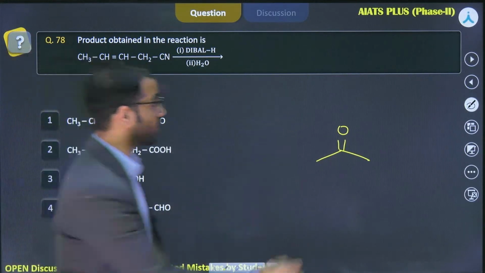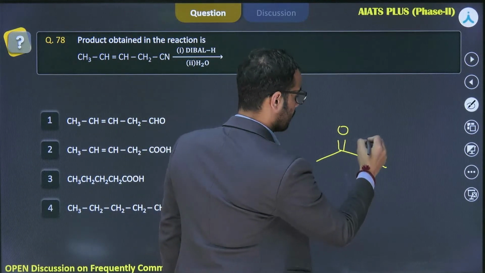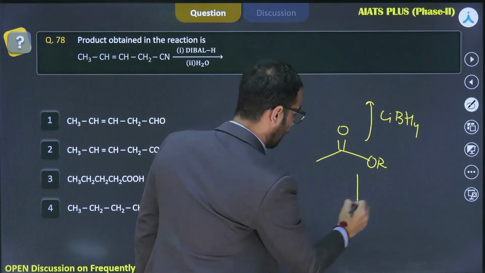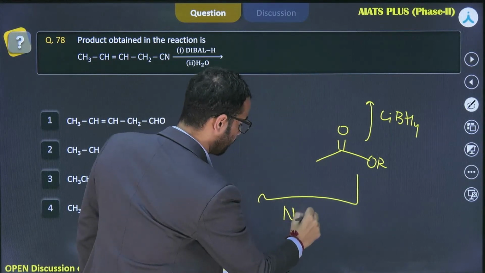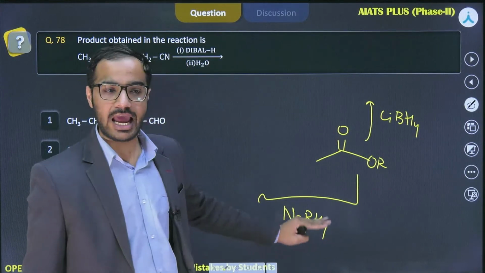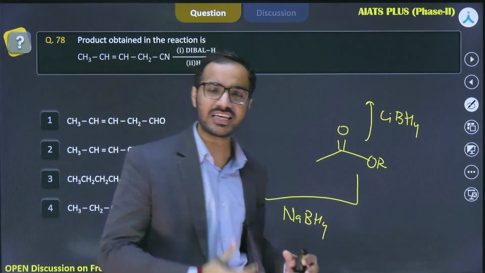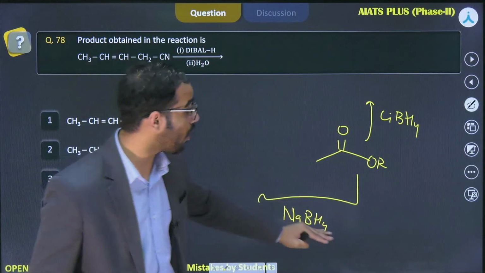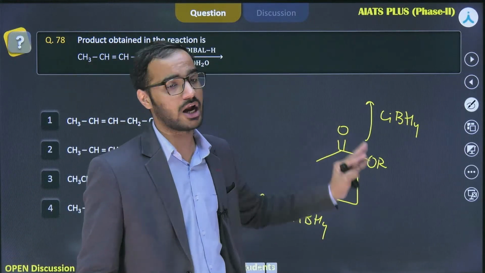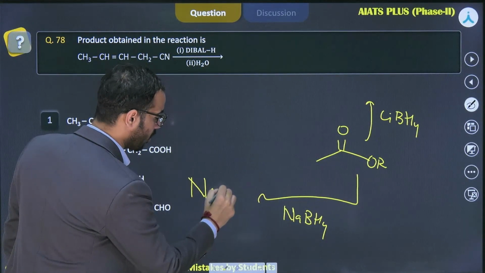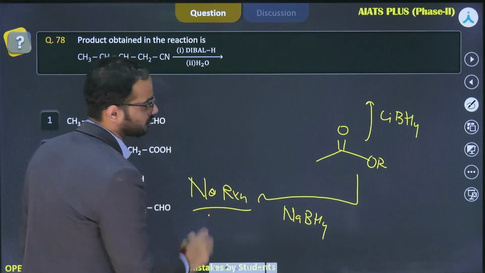If you are reacting with LiBH4 and NaBH4, clearly NaBH4 has less nucleophilicity, so the hydrogen of this will not attack the ester position and will not undergo any kind of reaction. So there will be no reaction.